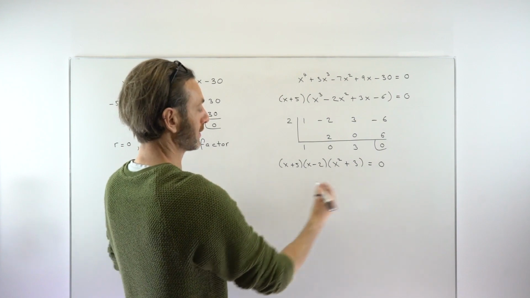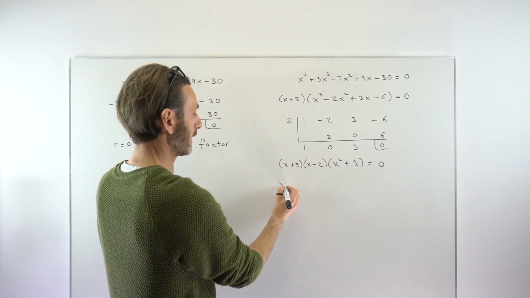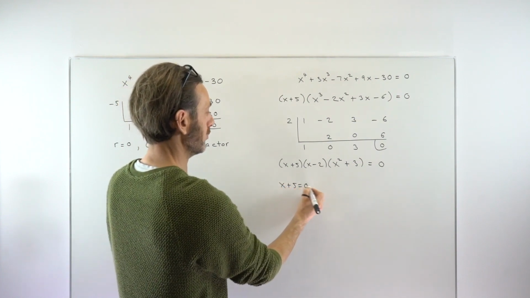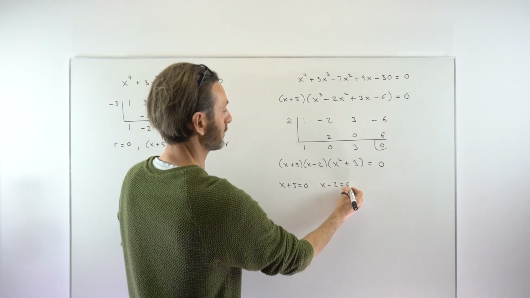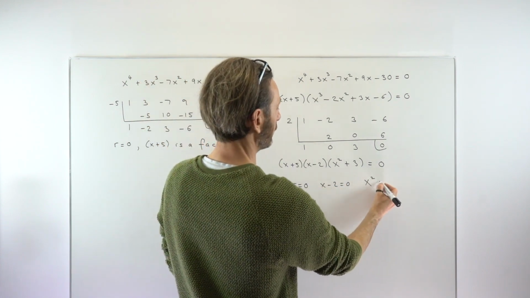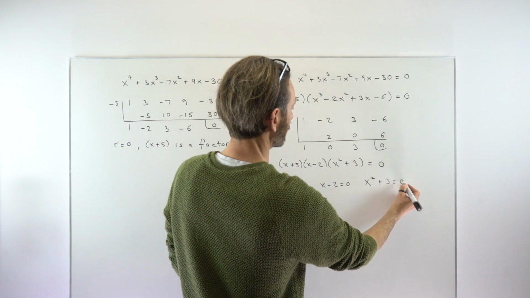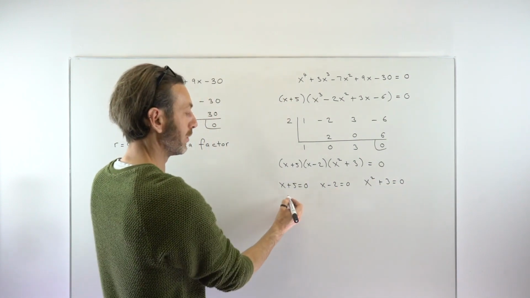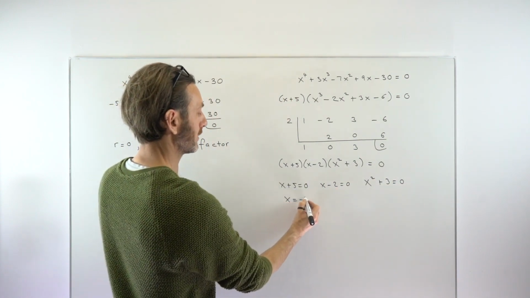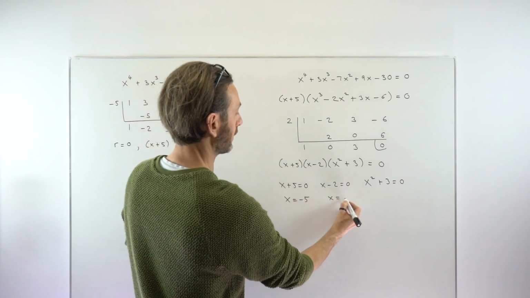We're now separating this into 3 little equations. So we get x plus 5 equals 0. We get x minus 2 equals 0. And then we get this slightly odd looking equation on the end, x squared plus 3 equals 0. These look quite familiar. These are sort of linear factors. So that's going to give us minus 5. That's going to give us 2.